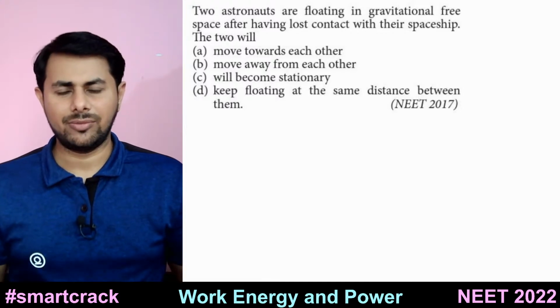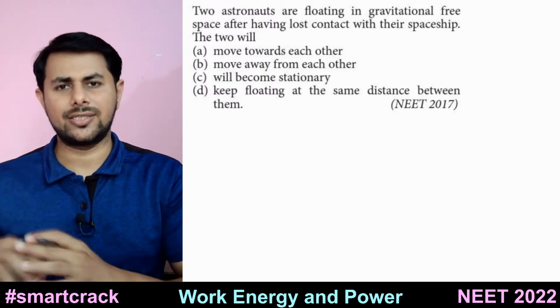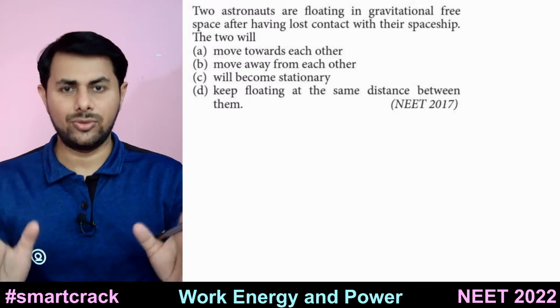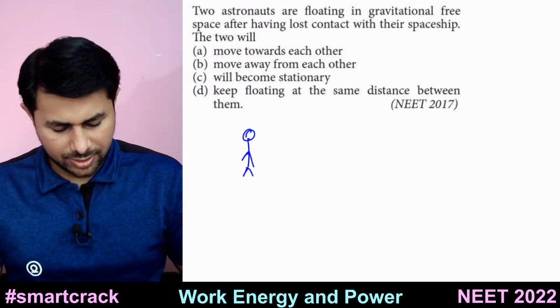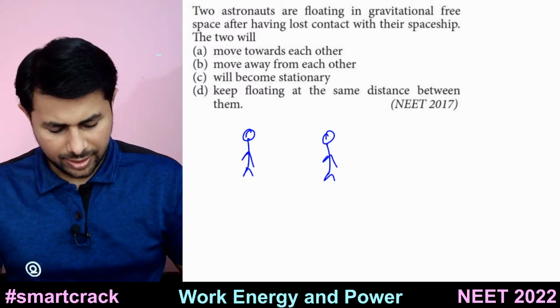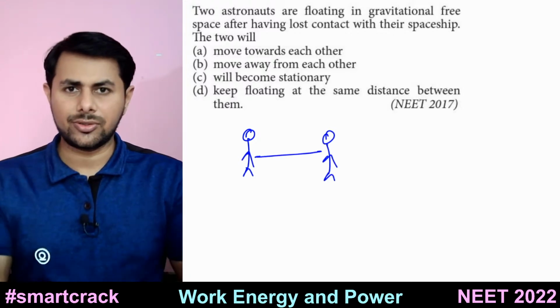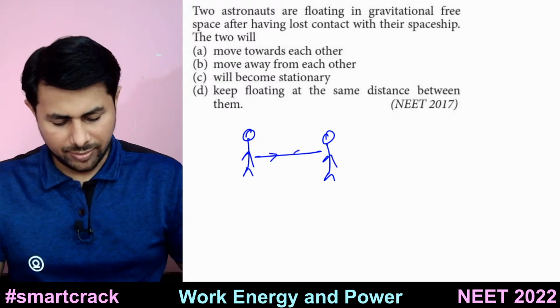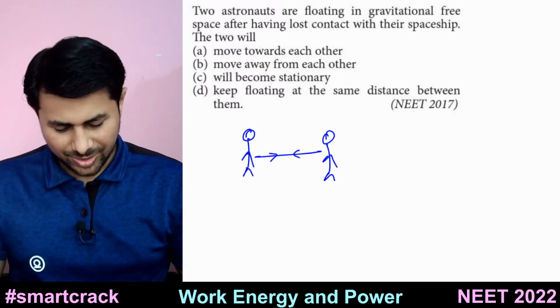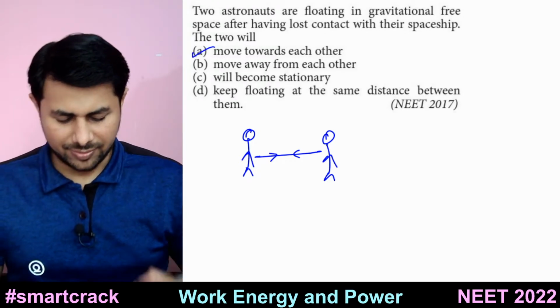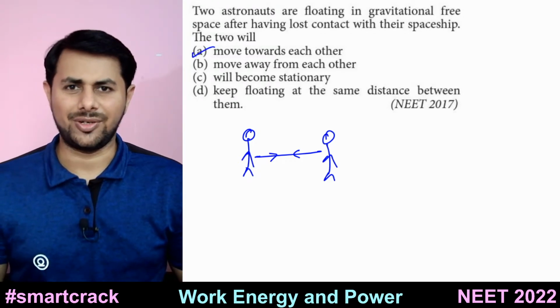There is no gravitation means there is no other object which is exerting gravitational force, but those two are there. So the two astronauts, this guy and this guy, will exert gravitational force on each other, so they will pull on each other, so the distance between them will decrease, right? So they will move towards each other. This is the answer. It's very simple.